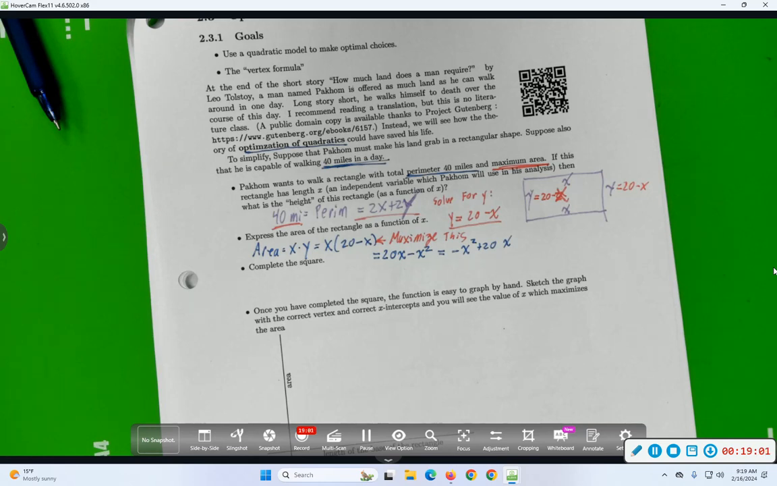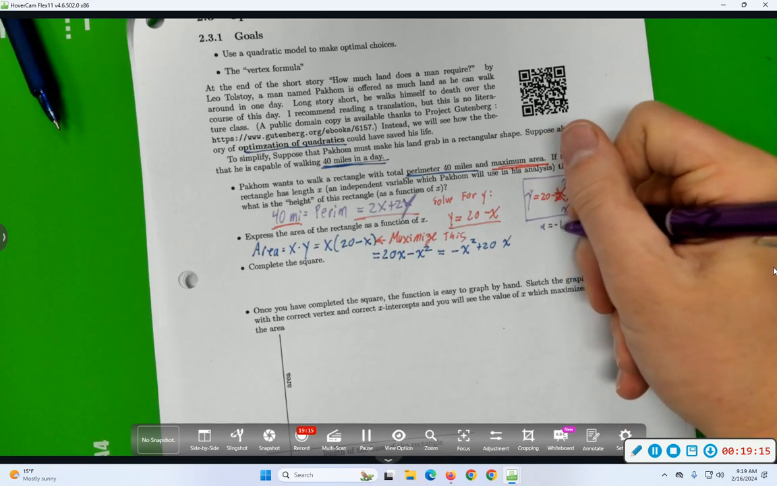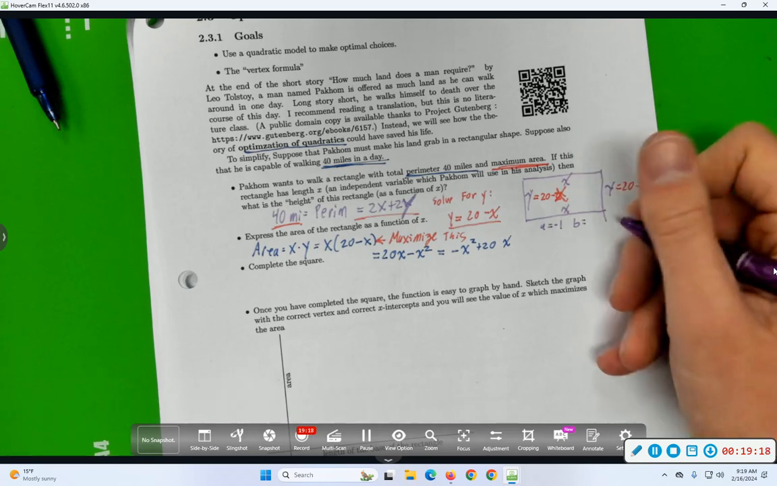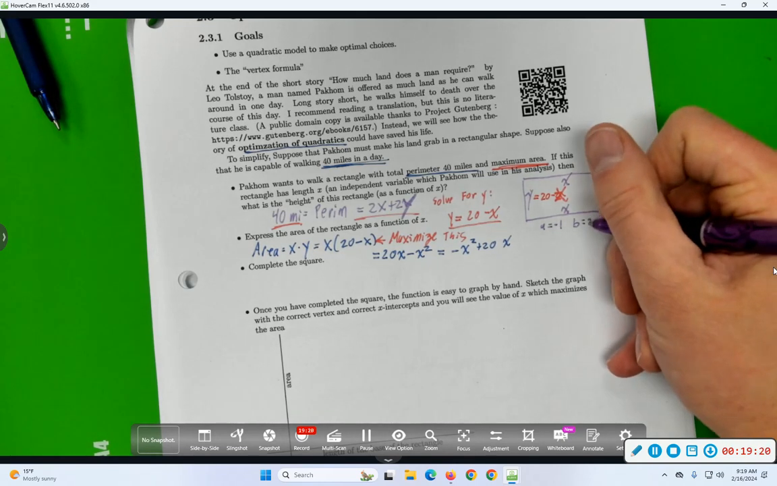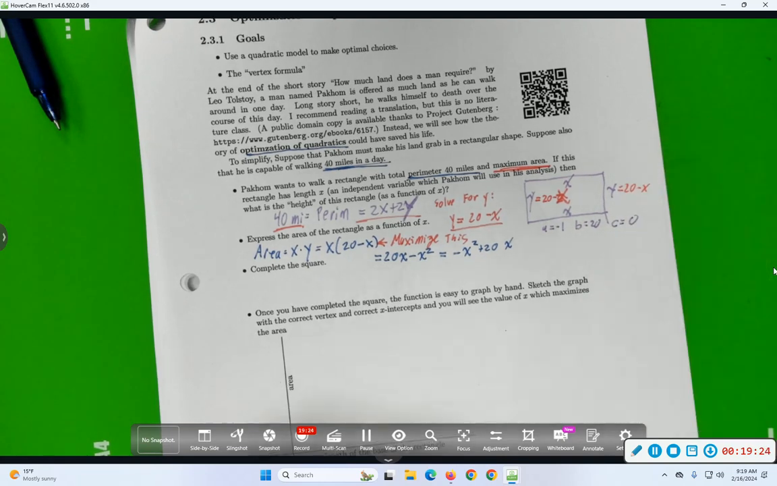Can you put it into this form? Yeah. We have it in this form, we'd like to put it in that form. What's the a that we have in this problem? -1. So I'll even jot those down. A is -1. What's b? 20. C? 0. All right, you can throw a plus 0 at the end of that.